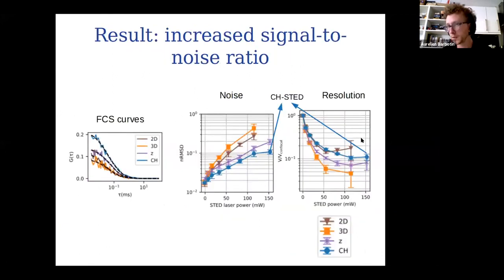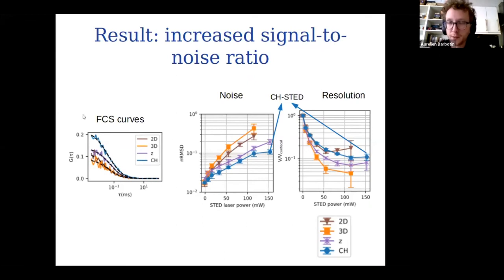So we tested this in an actual sample, in a solution of freely diffusing dyes first, and we compared the performance of the different confinement modes. On the left, you can see the corresponding FCS curves with a higher amplitude, which can be linked to either higher signal values or a lower number of molecules. So you can immediately see that coherent hybrid STED is better.